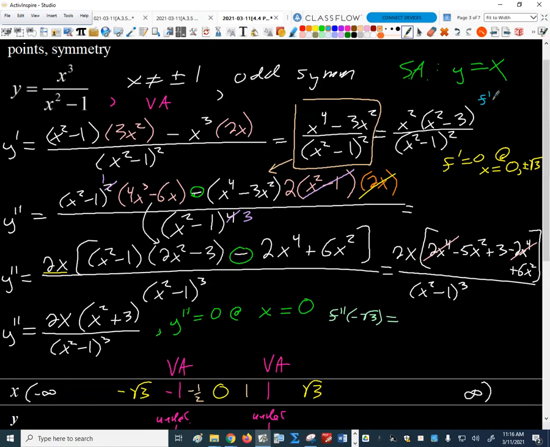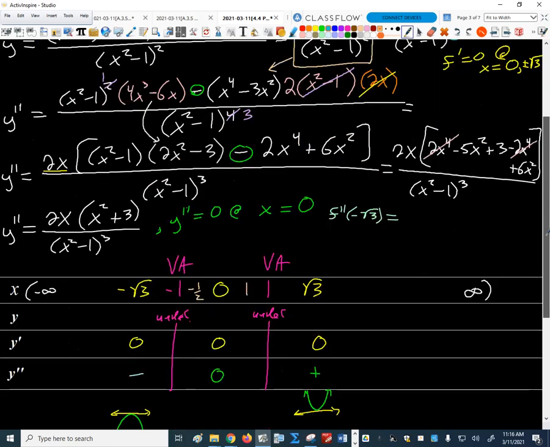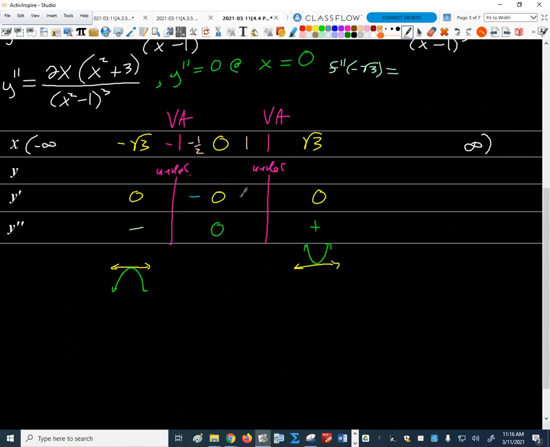f prime of 1/2 is going to be what? Well, I'm going to get, would everybody agree, positive times negative. Bottom is always positive because it's being squared, right? But I'm going to get positive times negative over positive is negative, right? And the same thing would be true at -1/2. I'm going to get positive times negative divided by positive. So at both of those two places, at +1/2 and -1/2, I'm getting negative first derivatives, right?